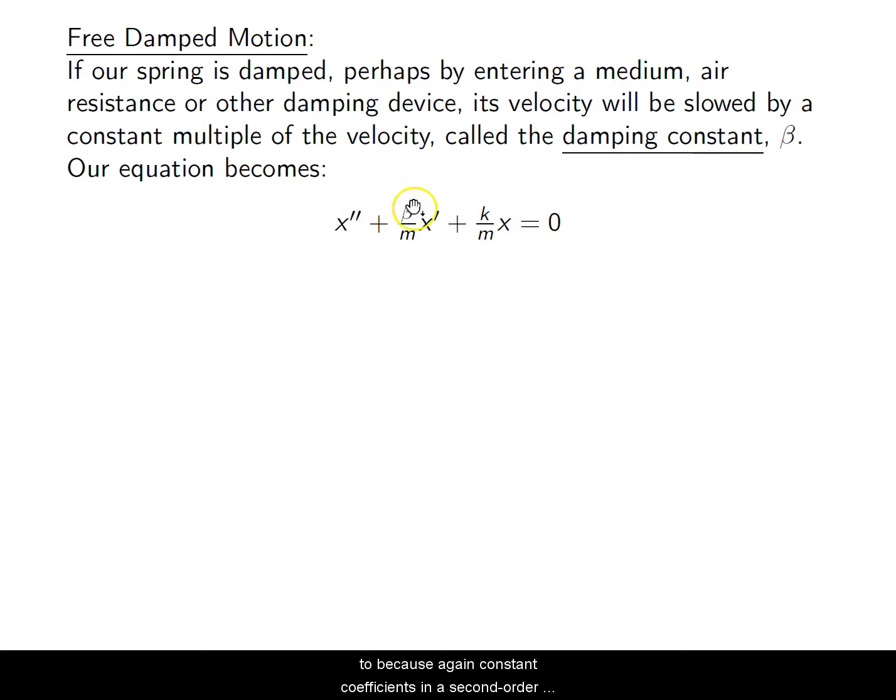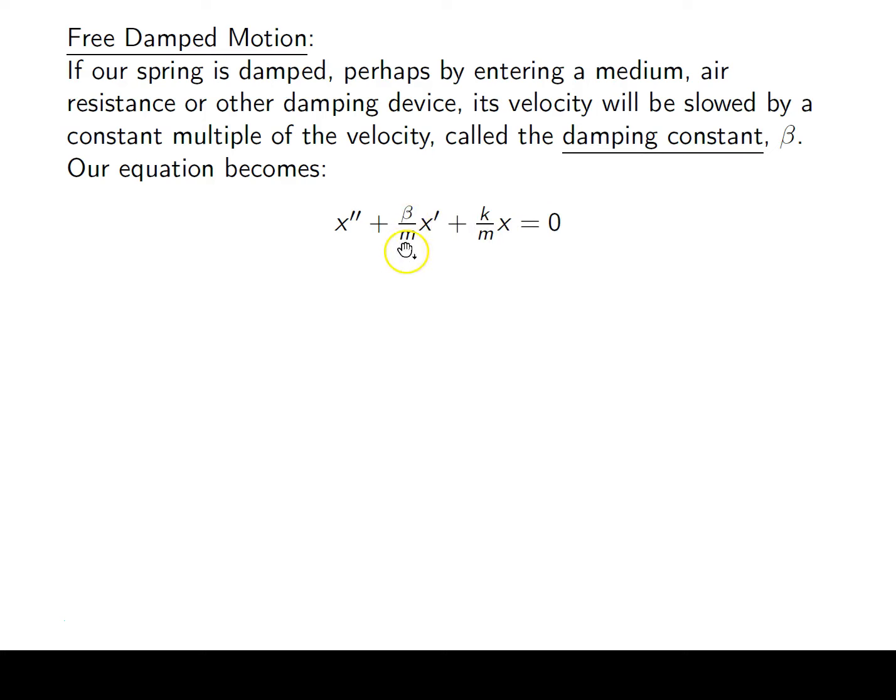This should be very, very similar to you because, again, constant coefficients in a second order homogeneous equation. The way that we solve this is the way that we solve all of those equations, by looking at auxiliary equations. Okay, so again, we're just applying the methods of section 4 to an application problem, right?